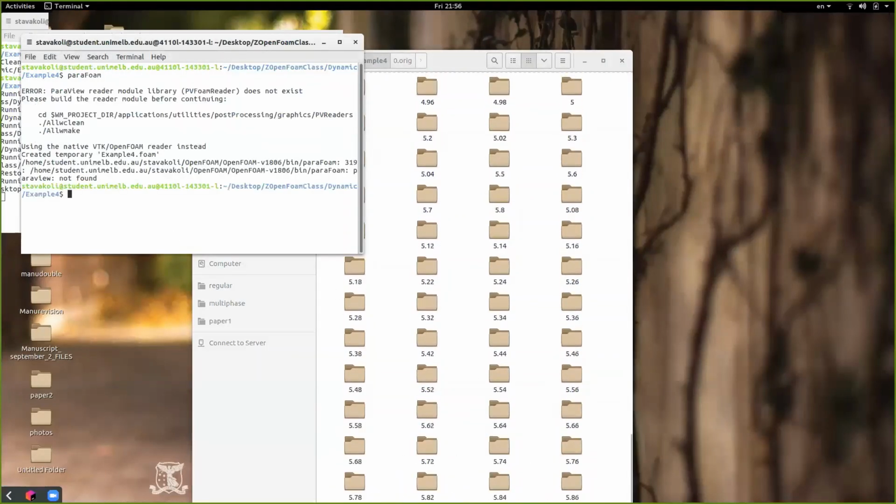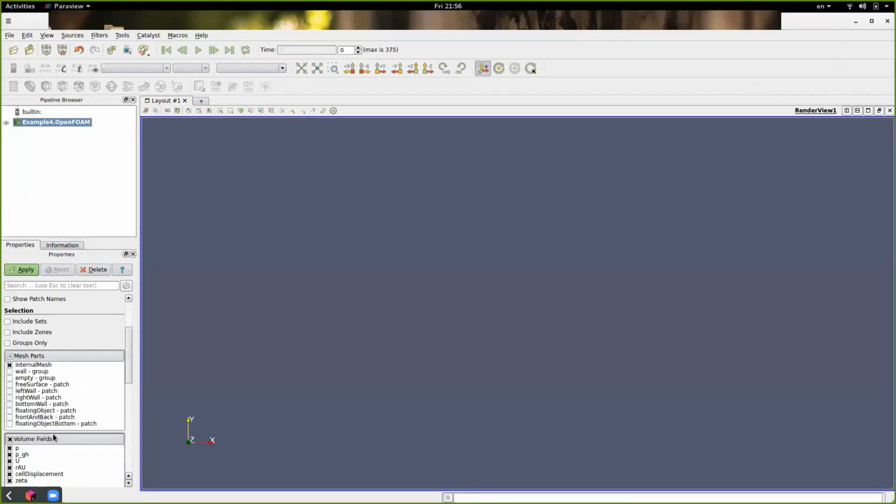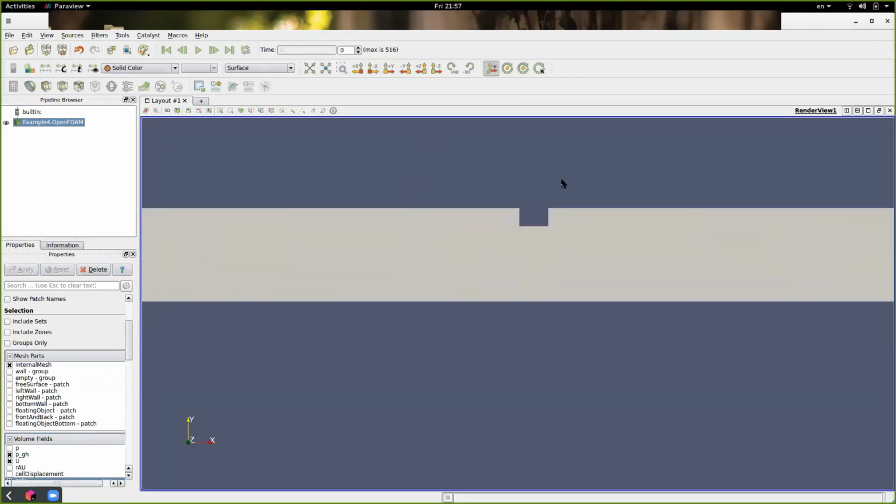Okay, and that's it. So let's just get the hydrodynamic pressure, speed, and zeta. Okay, see whatever you want. So I just want to have the velocity field.